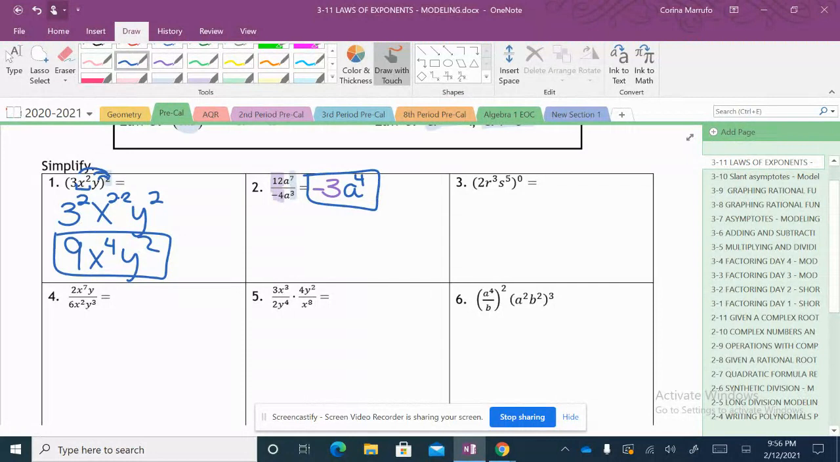All right, the next one, it says 2 times r to the 3rd power s to the 5th power is to the 0 power. So this whole thing is to the 0 power. Remember, anything at all to the 0 power gives you 1.